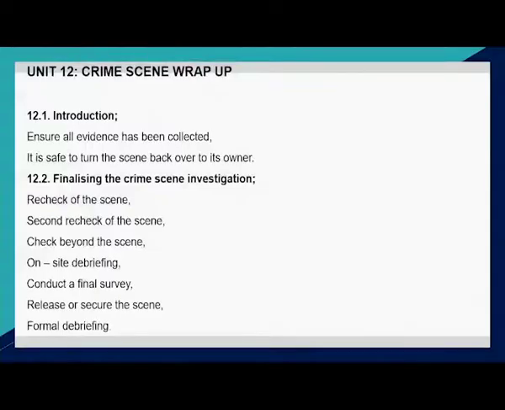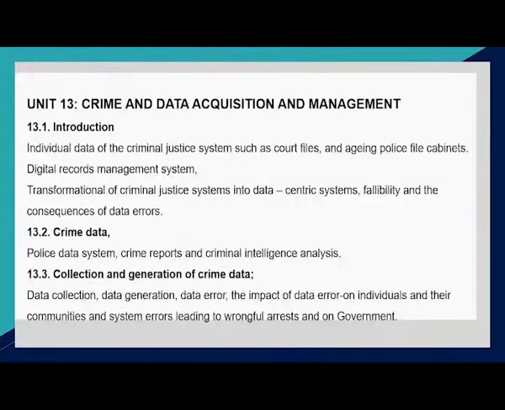Unit 12, crime scene wrap-up. Introduction, ensure all evidence has been collected. It is safe to turn the scene back over to its owner. Finalizing the crime scene investigation. Recheck of the scene, record recheck of the scene, check beyond the scene, on-site debriefing, conduct a final survey, release or secure the scene, formal debriefing.